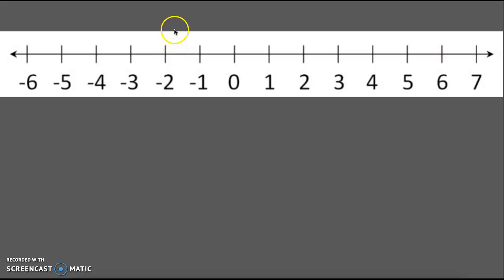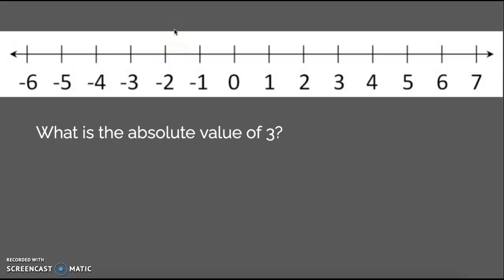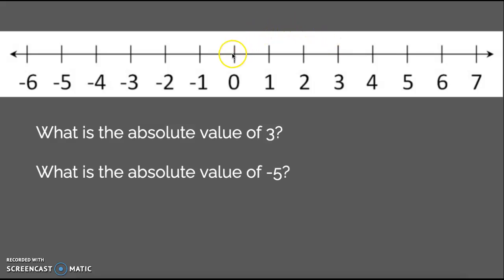If we rephrase these questions, what is the absolute value of 3 means what's the distance from 0 to 3 on the number line. The absolute value of 3 is 3. What is the absolute value of -5? What's the distance from 0 to -5? Remember, even if we're going backwards, even if we're going in the negatives, we still count a positive number of jumps. So 0 to -5 is 1, 2, 3, 4, 5 jumps.